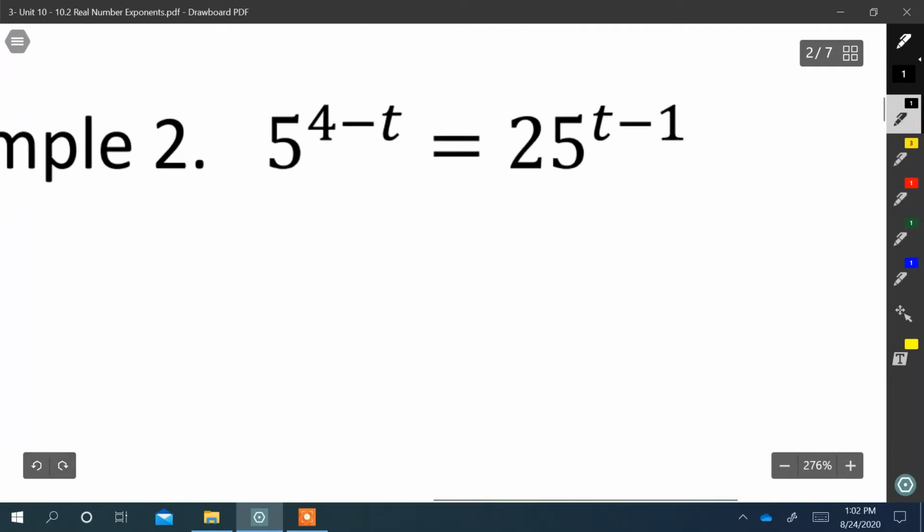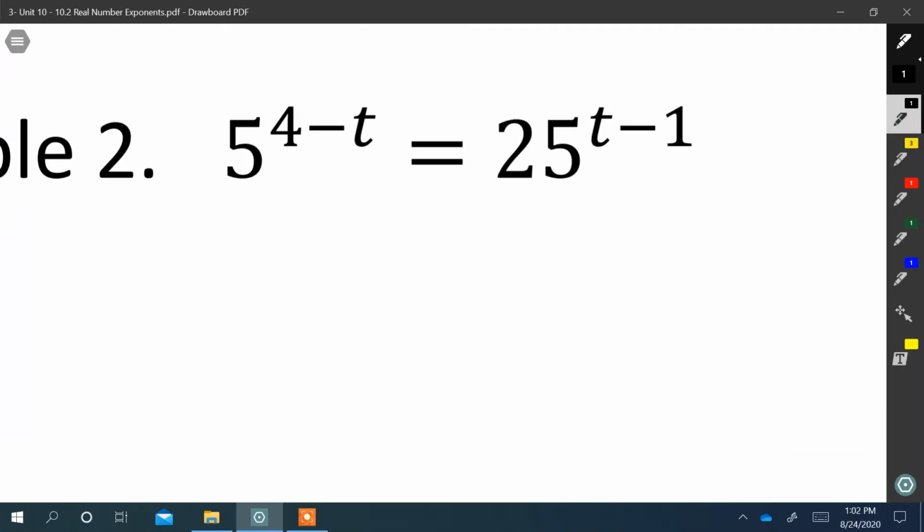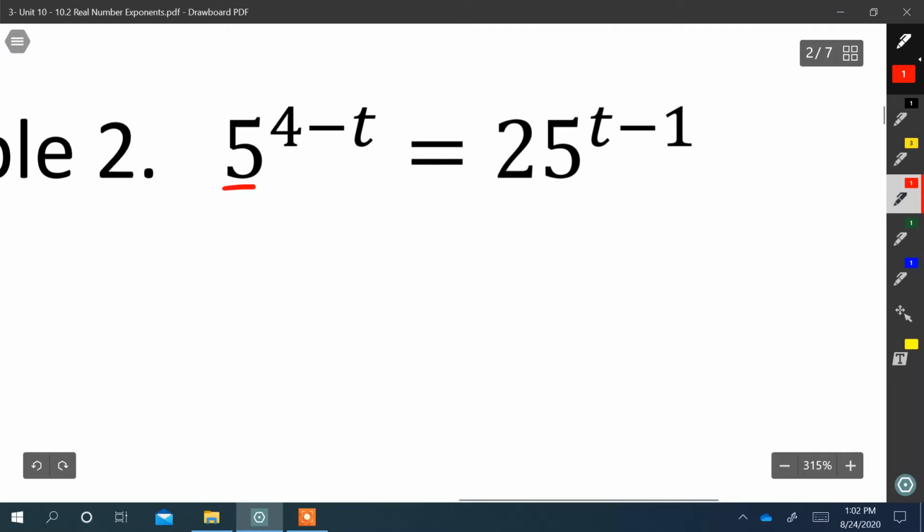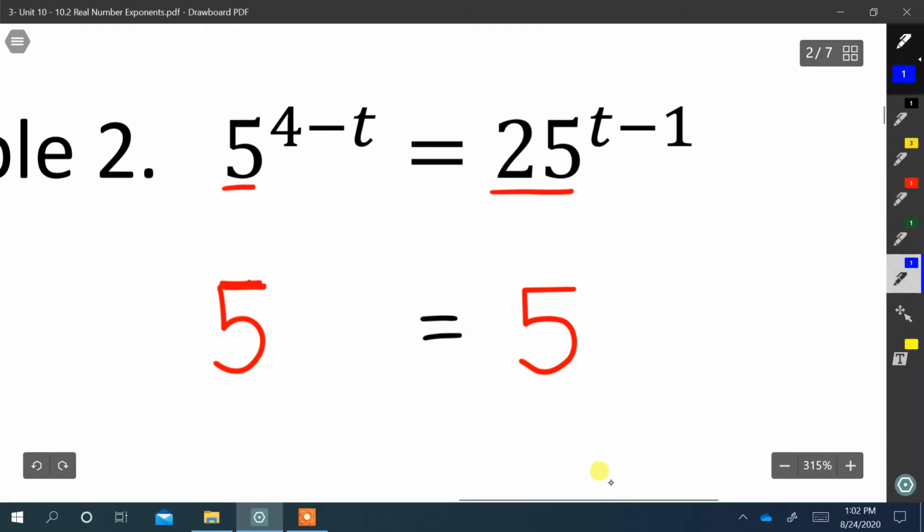Let's do this one here. First of all, identify what you have. You have a 5 right there, and you have a 25. So it makes sense that the base will be 5. And I want to rewrite that 25 in terms of 5. So we have 4 minus t, okay? Then 25, I can write it as 5 to the second. Then I have to multiply this t minus 1 as well.